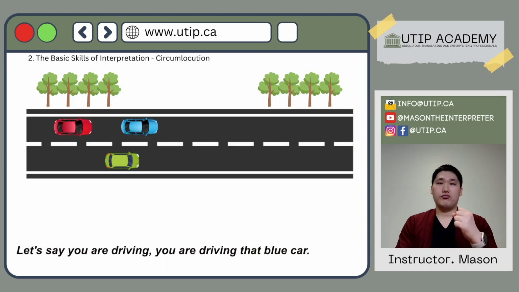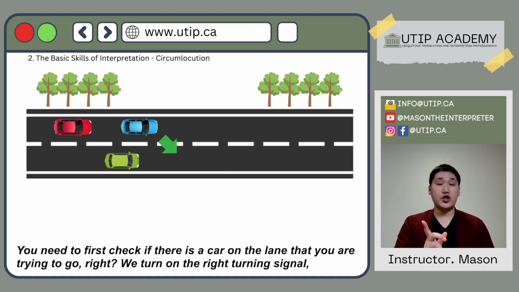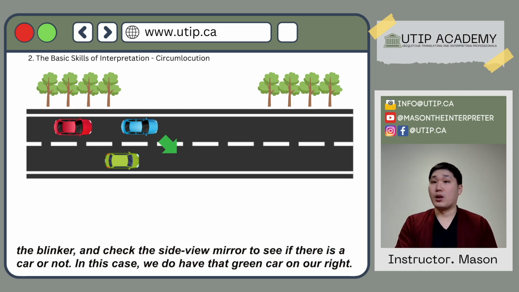Let's say you're driving. You're driving that blue car right here. And you want to switch the lane to your right. What should you do? You need to first check if there is a car on the right lane that you are trying to go. We turn on the right turning signal, the blinker, and check the side view mirrors to see if there's a car or not. In this case, we do have that green car on our right.